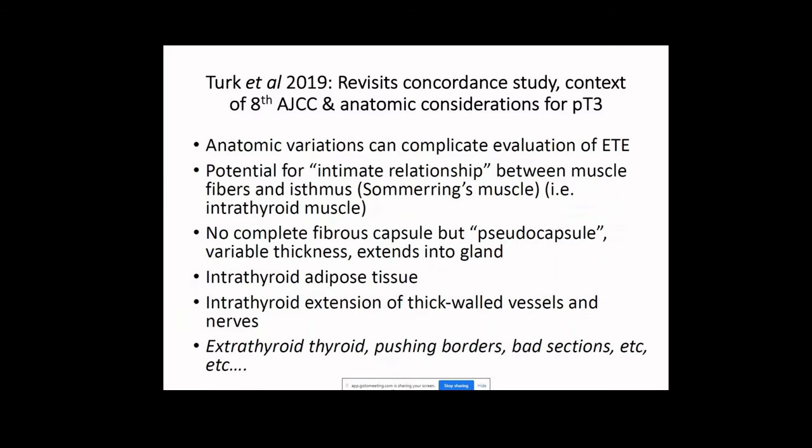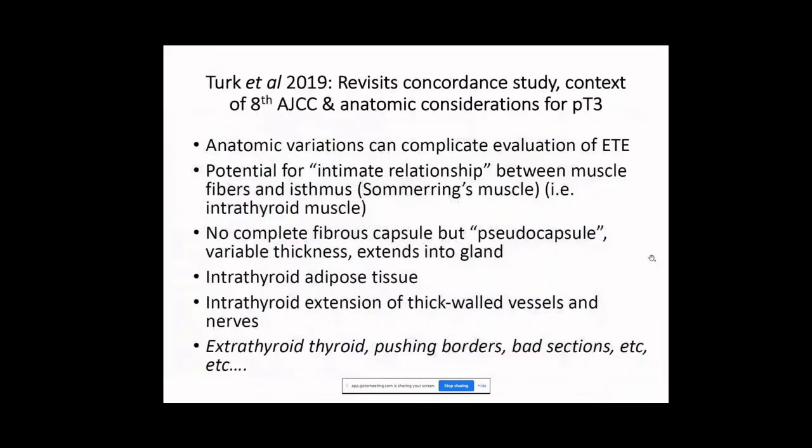There's extrathyroid thyroid tissue. So anything in italics is just stuff that I added on. And that's something that I don't even begin to discuss in tumor board, because if Terry Davies heard me talk about extrathyroid thyroid, he'd say to me, isn't that malignant? And I'd say, no, it's something that we see. What about pushing invasion versus more aggressive type of invasion? What about bad sections? So there's no question that there are limitations in evaluating microscopic ETE.